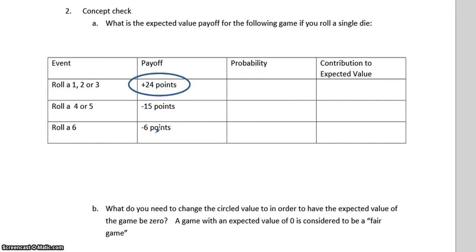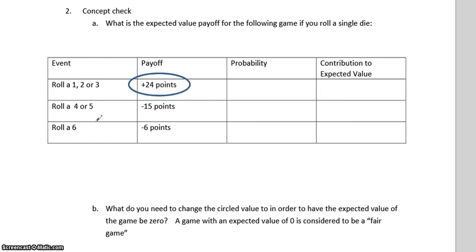So the question is, if you played this game over and over and over many times, what would you expect to win or lose per roll on average? And it's not super obvious by looking at this. It certainly looks like it's going to be between negative 15, which is the worst outcome, and positive 24, which is the best. But we can use this expected value technique.